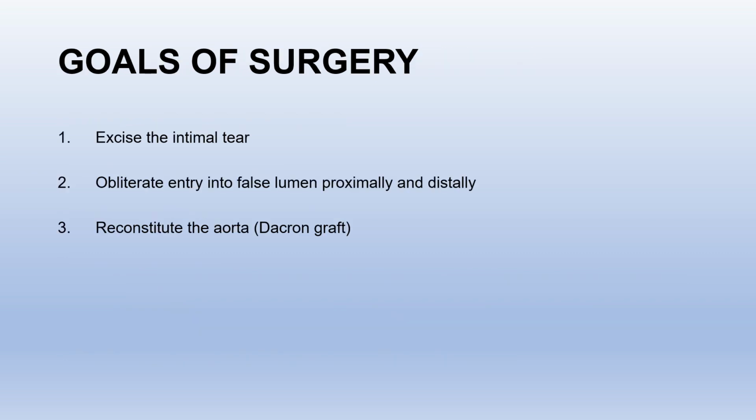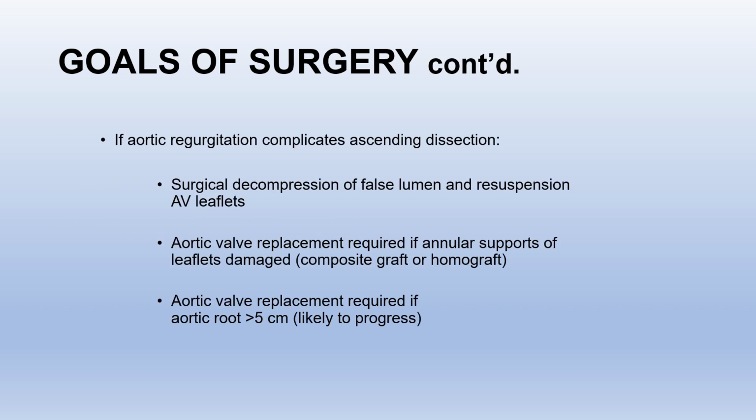Goals of surgery: excise the intimal tear, obliterate the entry to the false lumen proximally and distally, and reconstitute the aorta with a Dacron graft. If aortic regurgitation complicates the ascending dissection, surgical decompression of the false lumen and resuspension of the aortic valve leaflet should be done. Aortic valve replacement is required if annular support of the leaflet is damaged; a composite graft or homograft should be used. Aortic valve replacement is also required if the aortic root is more than 5 cm and likely to progress.